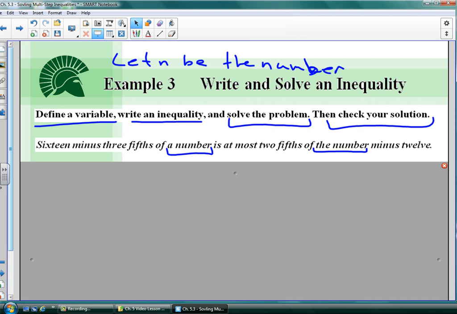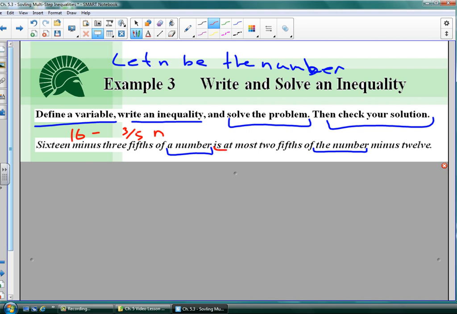Okay? And so now we need to start translating. So they tell us that it's 16 minus 3/5. 3/5 is a fraction of a number, which means we're going to multiply. So it's 3/5 n. Is at most. So we have to remember these statements.